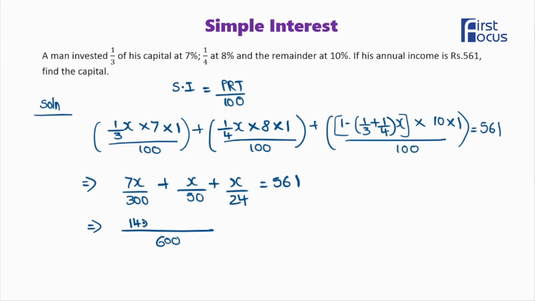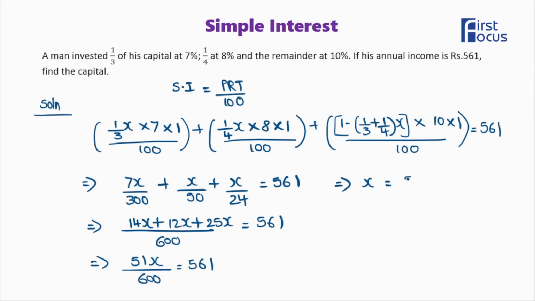7x will become 14x, this x will become 12x, and this x will become 25x, and this is equal to 561. Then on addition we get 51x divided by 600 is equal to 561. Then the value of x will become 561 into 600 divided by 51. On cancellation, 11 times 51 is 561. So 11 into 600, we get the value of x is equal to 6600. That is the capital we have to find.